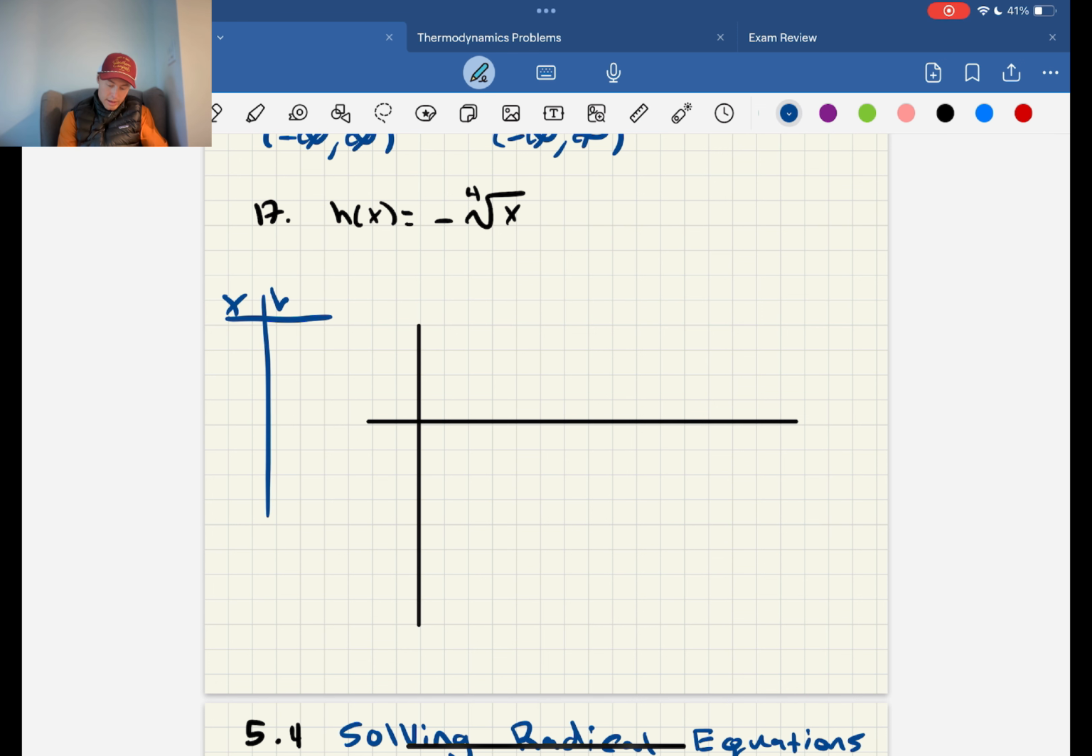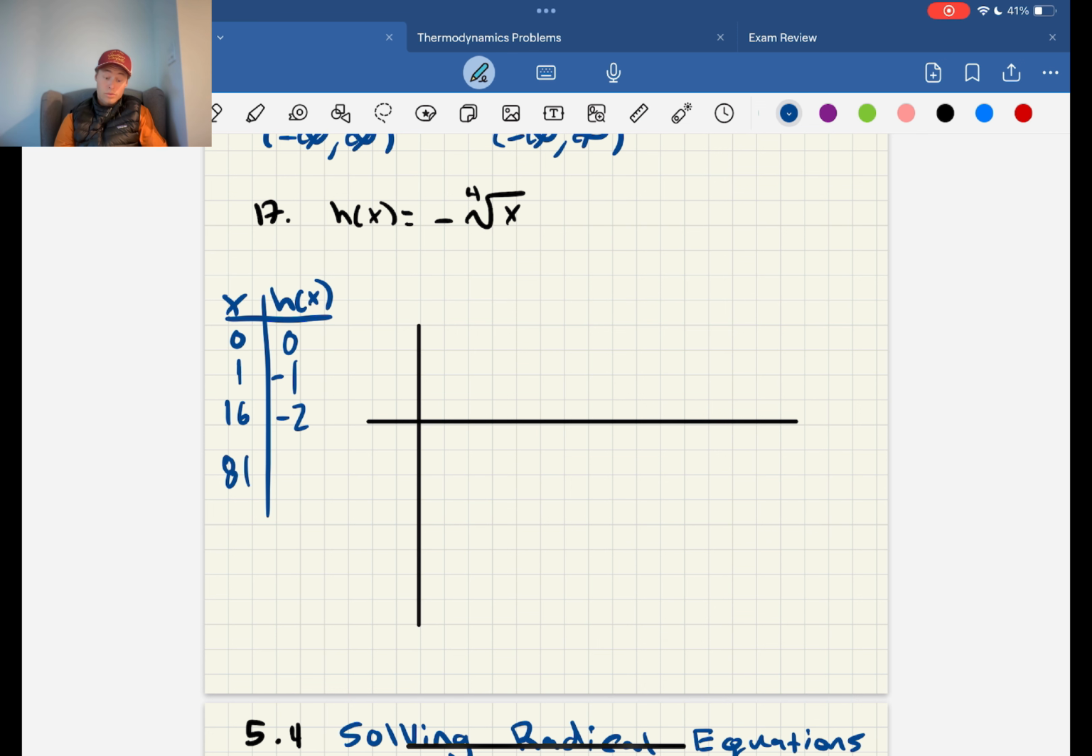So x and h of x. When x is 0, x is 1. Then we'll choose when x is 16 and when x is 81. Okay, so we're going to plug in 0 for x. 4th root of 0 is just 0. We're going to plug in 1 for x. 4th root of 1 is 1. Make sure you put that negative out front. Plug in 16. 4th root of 16 is 2, so that's negative 2. Plug in 81.